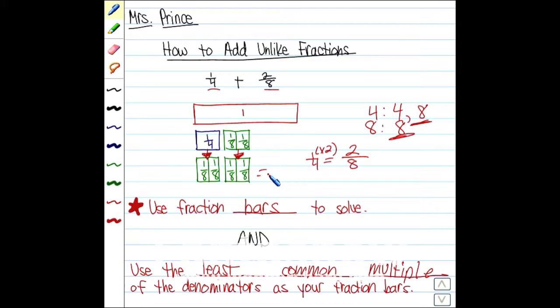Now we can add these all together. Our denominator is going to be 8, and then we have 1, 2, 3, 4 bars here, so 4/8. And then again, you always want to put your answer in the lowest terms or simplest form. Both of these are divisible by 4, so 4 divided by 4 is 1, 8 divided by 4 is 2, so the answer would be 1/2.